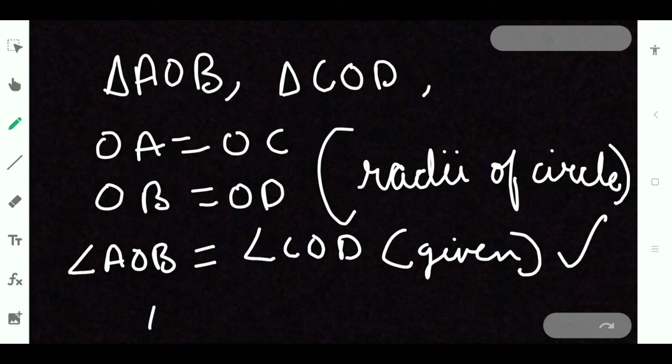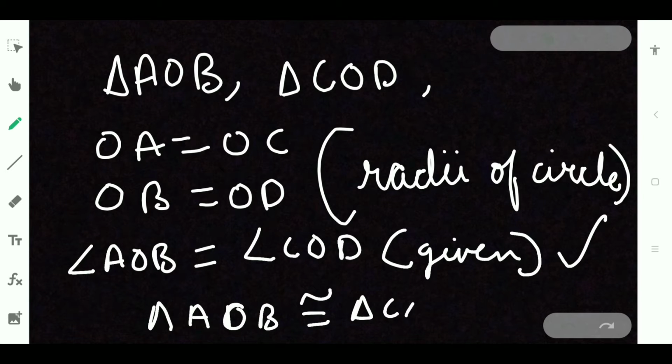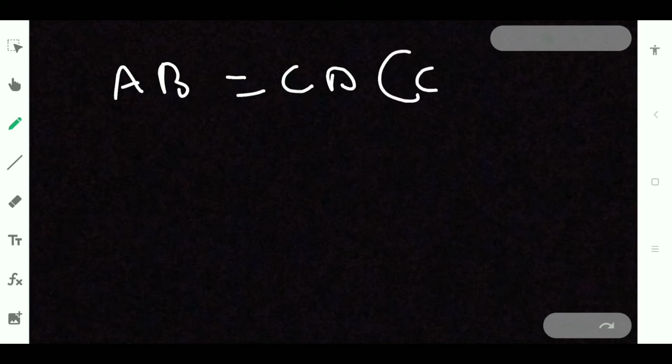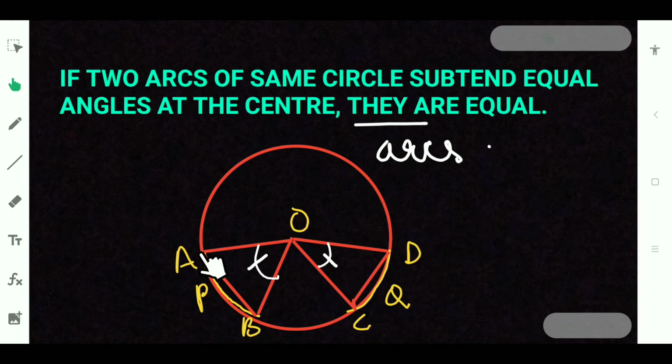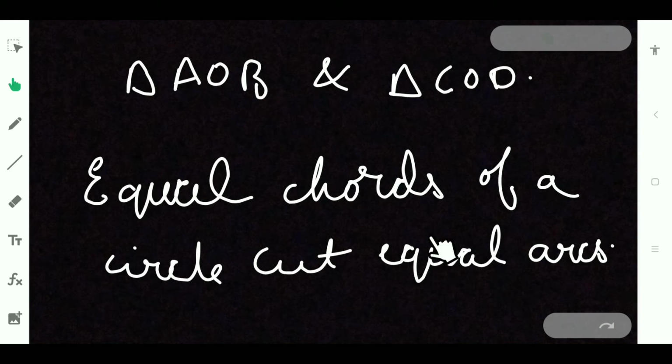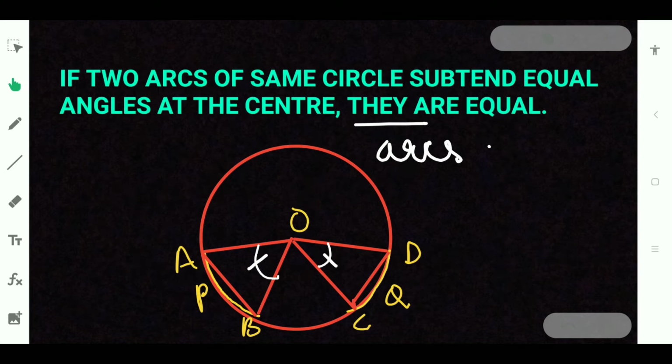Now these two triangles are congruent, that is triangle AOB is congruent to triangle COD. Now AB is equal to CD by CPCTC. These two are nothing but chords of the circle. As these two triangles are congruent, AB is equal to CD by CPCTC. Now as per this statement, equal chords of a circle cut equal arcs. So these two chords cut equal arcs.